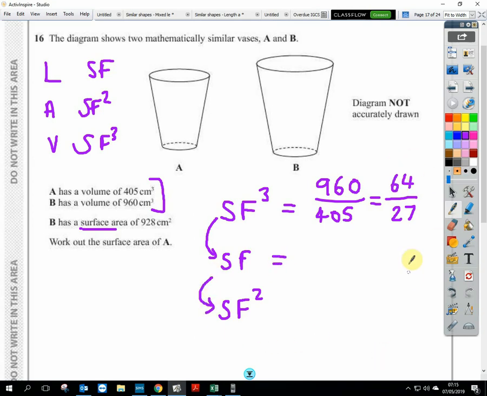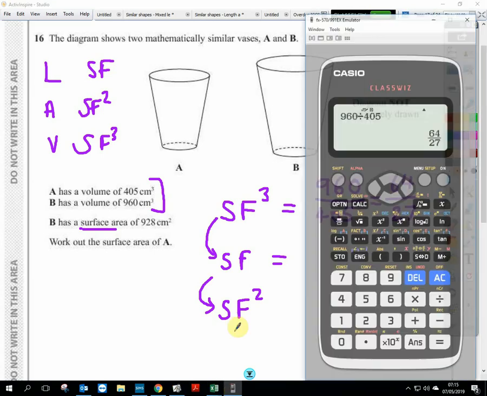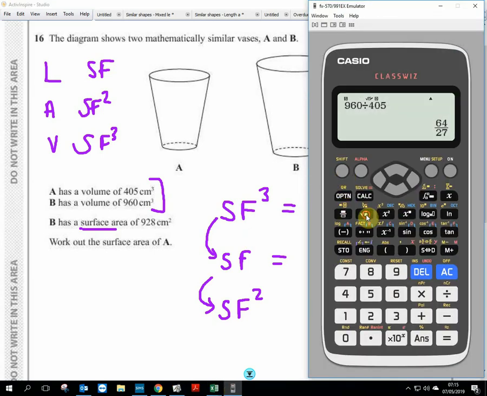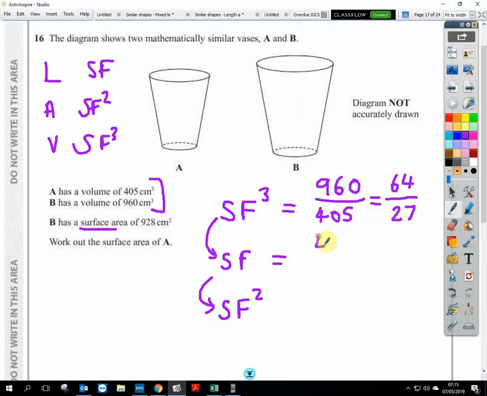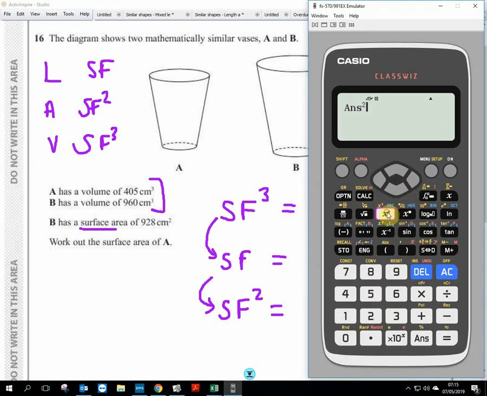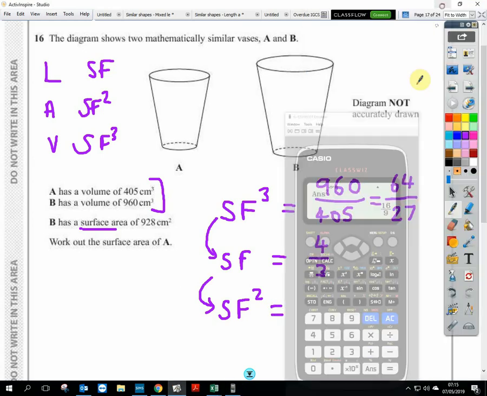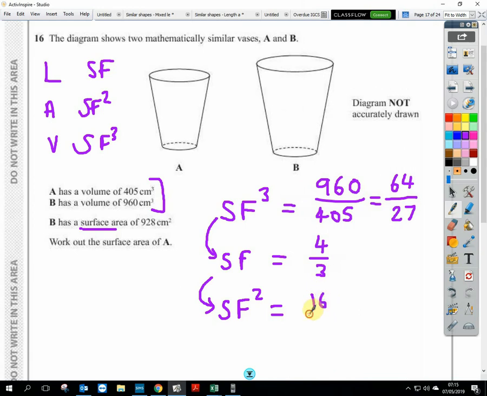Now if you type in the cube root, using shift and then square root, so cube root of 64 over 27, or if you want to use the original numbers 960 over 405, you end up with 4 over 3. Now you mustn't round this, you must not change it to a decimal. You then square this answer to give scale factor squared, so squared 16 over 9. Keep it exact throughout the question, fractions are beautiful.